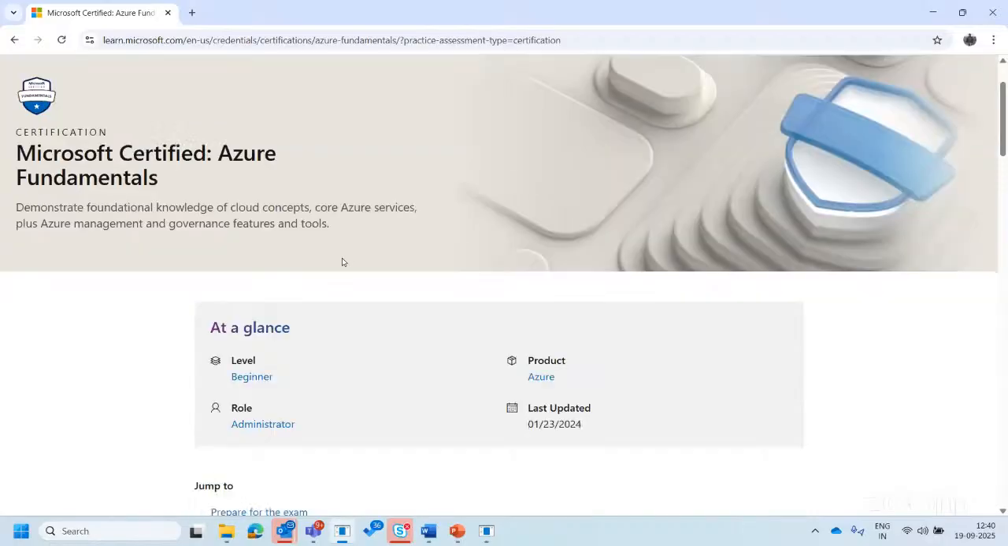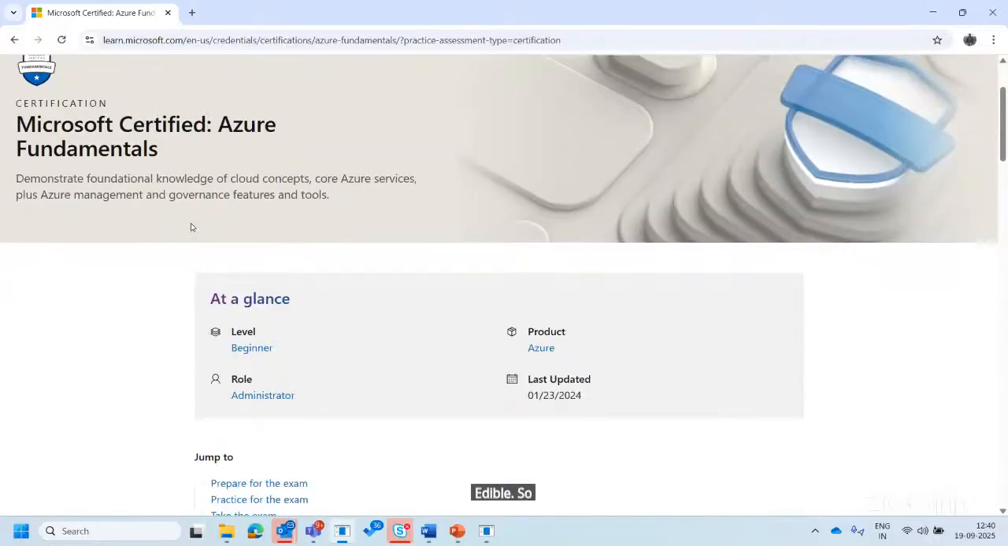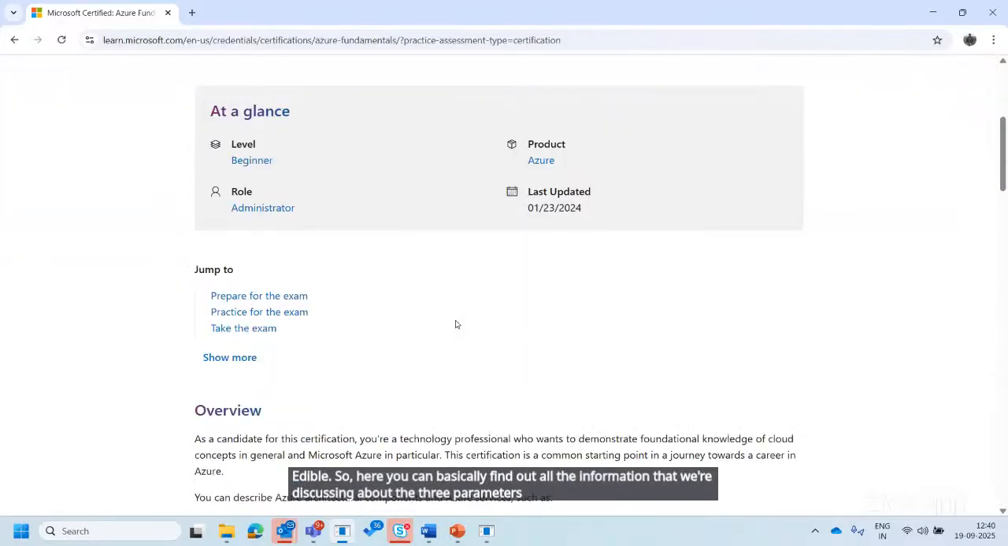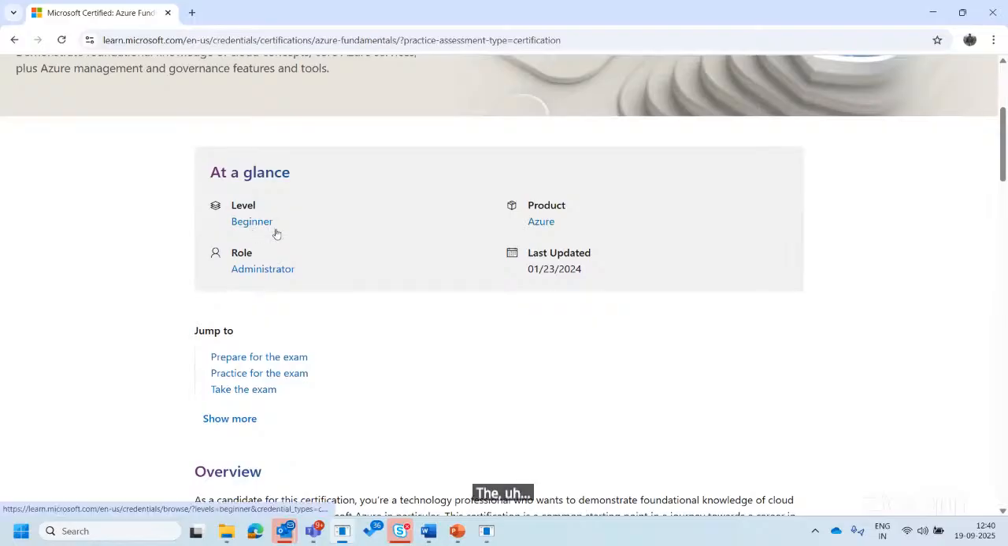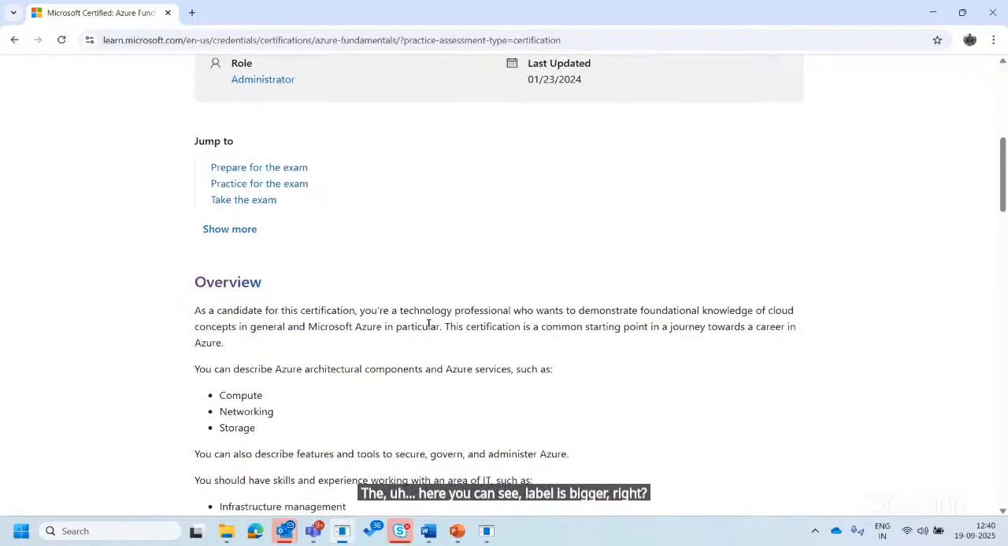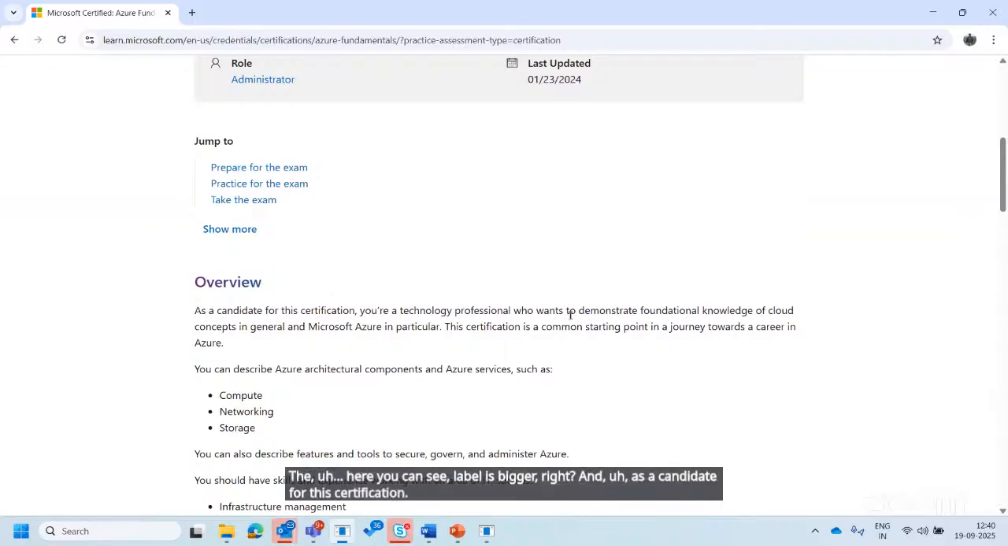Yeah, here you go. So here you can basically find all the information that we're discussing about the three parameters. Here you can see the label is beginner. As a candidate for this certification, you are a technology professional who wants to demonstrate foundational knowledge of cloud concepts in general and Microsoft Azure in particular.